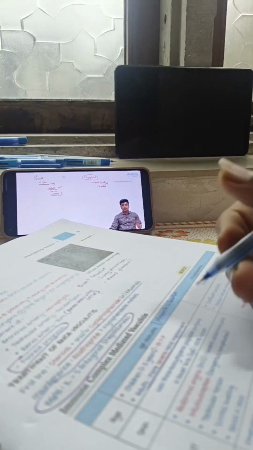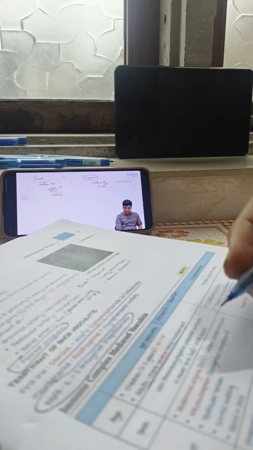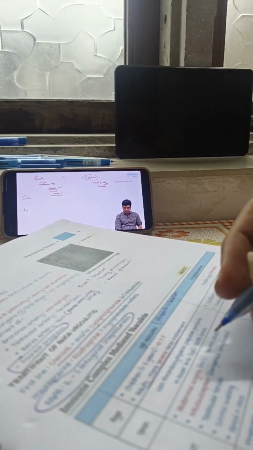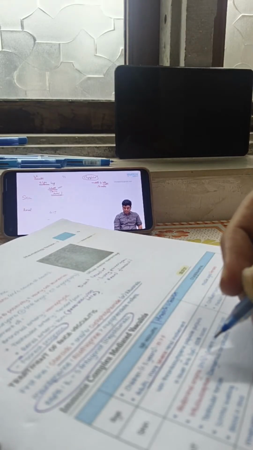Let us try to look into the points here. So IgA vasculitis, skin can get involved. Then renal involvement can be there. GIT involvement can be there. Joint involvement can be there.